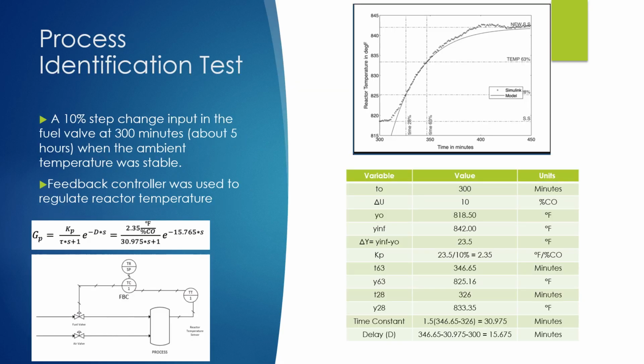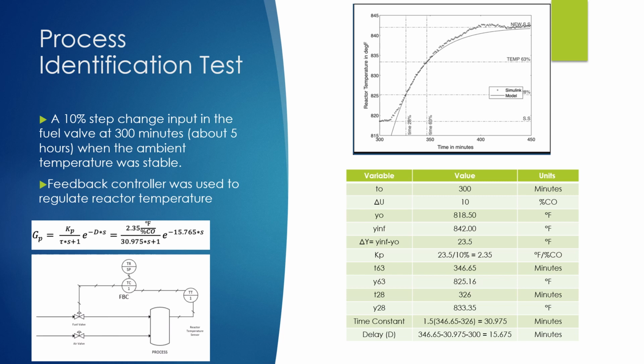For our process identification test, as an initial guess, a feedback controller was implemented to regulate the reactor temperature using the fuel flow valve. As we can see in the graph, a 10% step change was made in the input at 300 minutes. That's about 5 hours. The initial steady state was 118.5 degrees Fahrenheit, and the final steady state was 142 degrees Fahrenheit. This means a change in output of 23.5 degrees Fahrenheit.